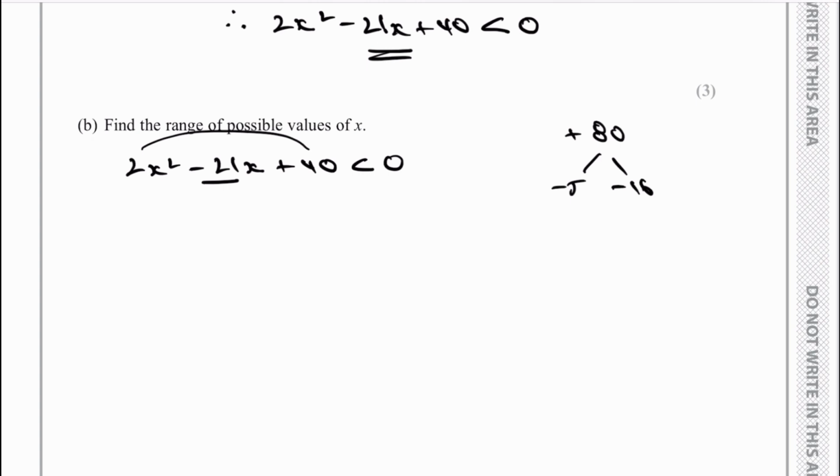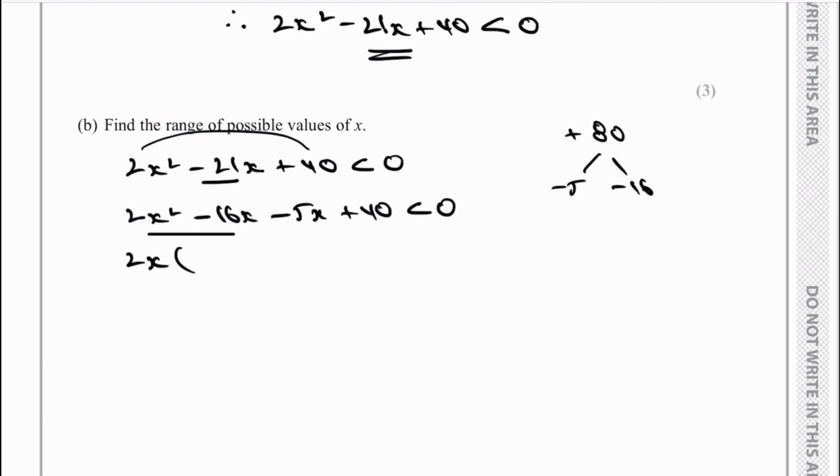And then it's just a case of rewriting this inequality as 2x squared, and I'm going to put minus 16x, and then I'm going to write minus 5x plus 40 is less than 0. Now minus 16x minus 5x is exactly the same as minus 21x. I haven't changed anything, but it does allow me then to factorize the first two parts of this particular expression.